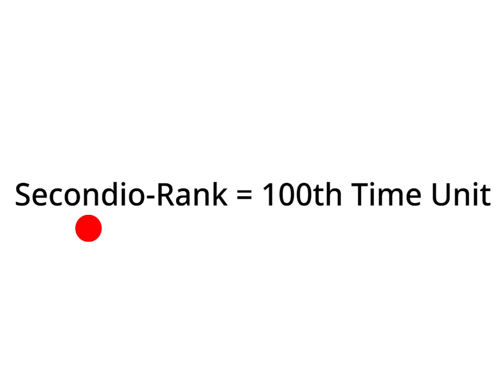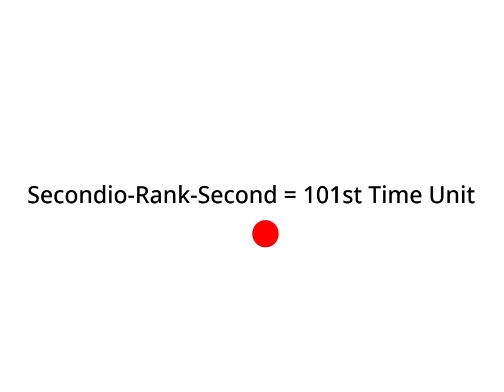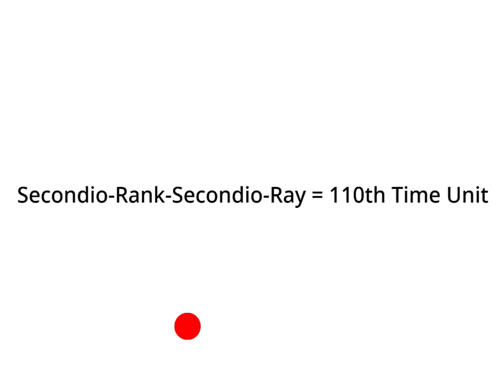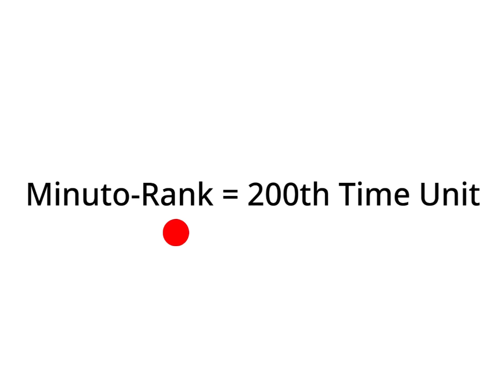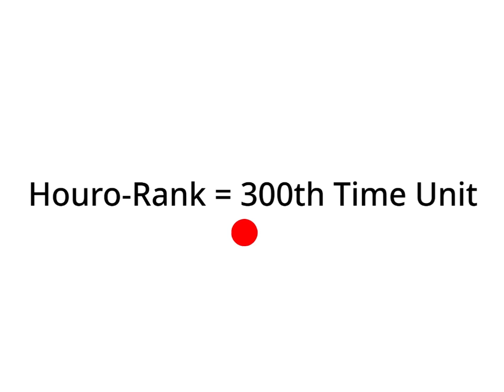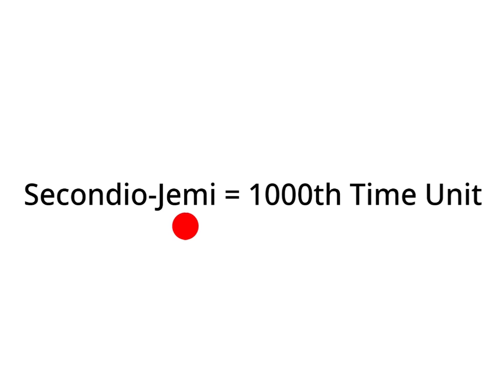Well, this is going to be called a secondio rank. After secondio rank, we have a secondio rank second, which is 101. Then you can imagine we have secondio rank minute, and a secondio rank hour, and it keeps on going like that. Eventually you get to a secondio rank secondio ray, which is the 110th one. And we can do a minuto rank, which is the 200th, an hour rank, which is the 300th, the secondio gemmi is going to be the 1000th.